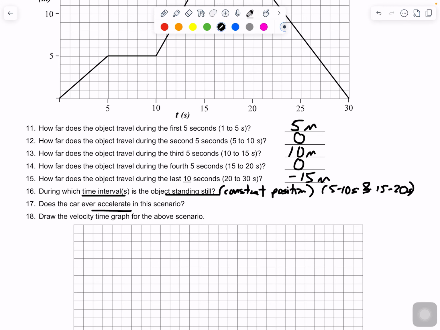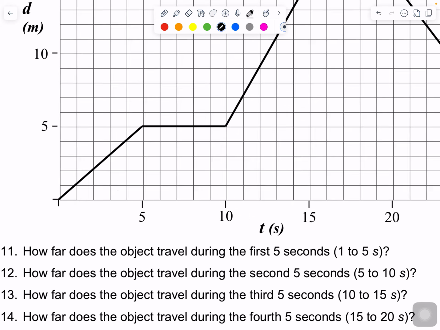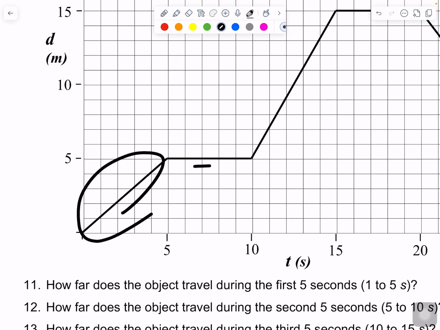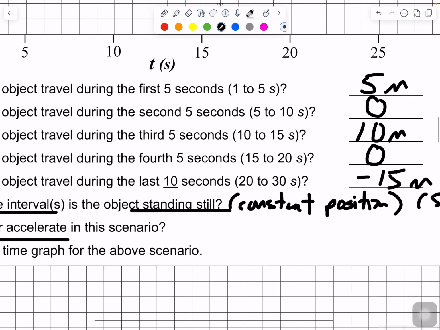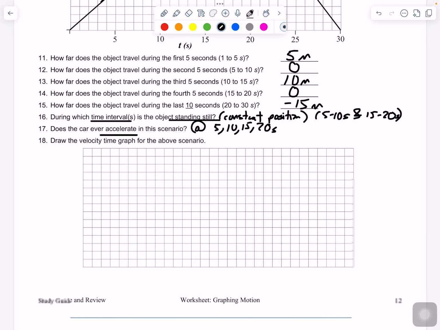Does the car ever accelerate in this scenario? Yes. When we're going from a speed to at rest, you had to accelerate right there. Here you're going from at rest to a speed, which means you had to accelerate right there. Here you're going from a speed to at rest, you had to accelerate right there. And from at rest to a speed, you had to accelerate right there. So at 5, 10, 15, and 20 seconds.